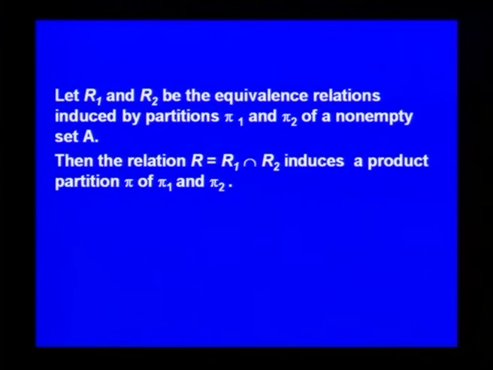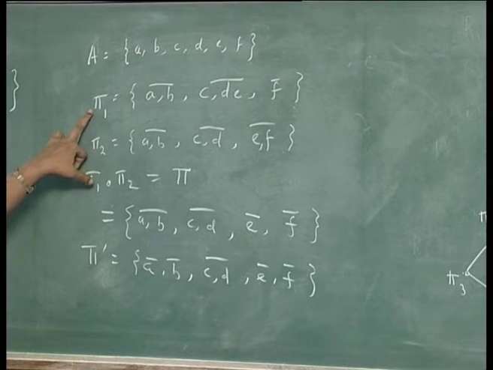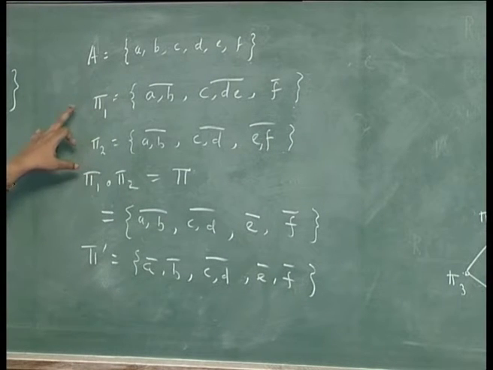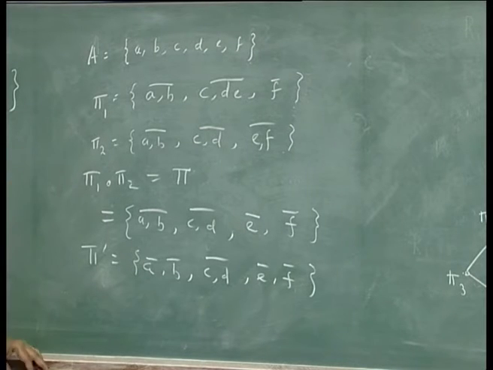Now, what is the connection between this and the equivalence classes represented by them? Let R1 and R2 be the equivalence relations induced by the partitions pi 1 and pi 2 of a non-empty set A. Then the relation R equal to R1 intersection R2 induces a product partition pi of pi 1 and pi 2. So, this induces an equivalence relation that will have 3 components.